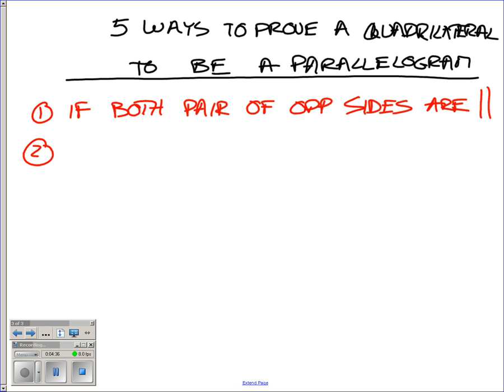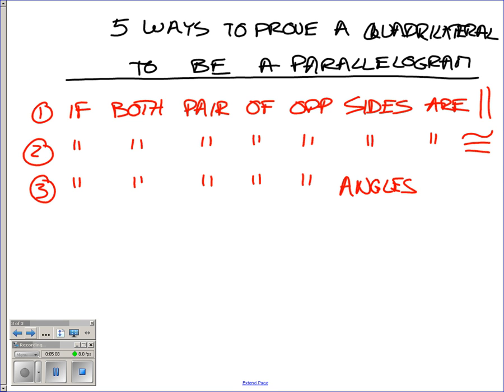Well, then the second one. Well, if both pair of opposite sides are congruent. If you look at both pair of opposite sides and they're congruent, well, then that's also a way of saying that it has to be not just a quadrilateral, but a parallelogram. And then the third one, we get to use a whole lot more of these little ditto marks. If both pair of opposite, well, not just sides, but angles are congruent. If both pair of opposite angles are congruent, then that quadrilateral has to be a parallelogram.